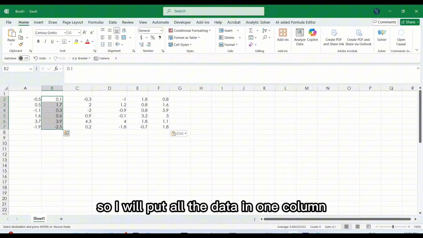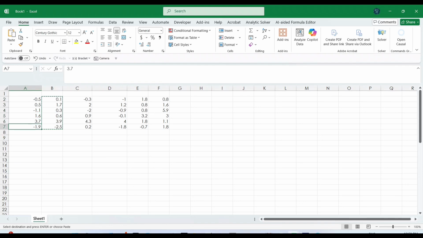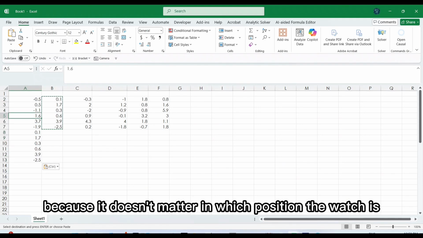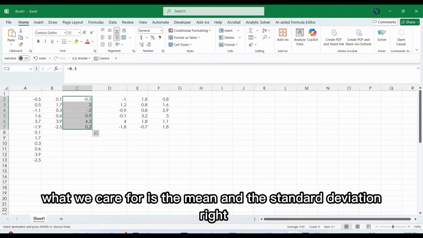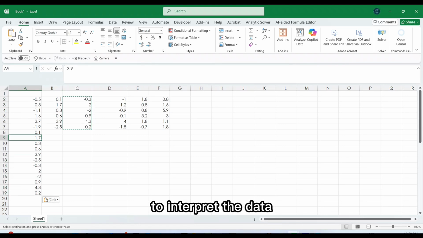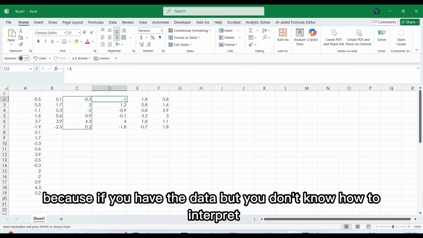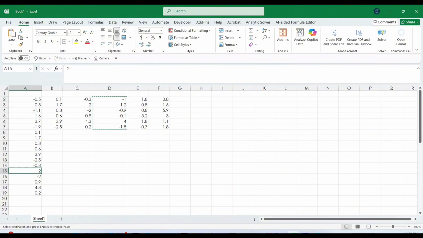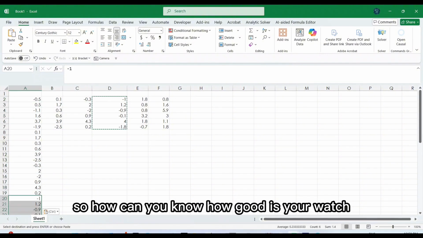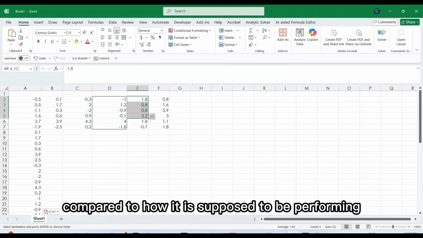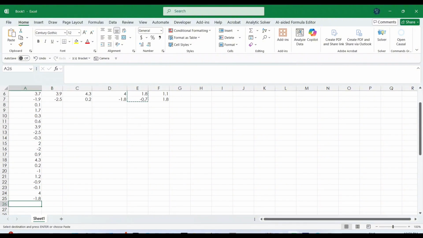Okay, so I will put all the data in one column because it doesn't matter in which position the watch is. At the end, what we care for is the mean and the standard deviation, right? To interpret the data. Because if you have the data but you don't know how to interpret it, there is no use. So how can you know how good is your watch compared to how it is supposed to be performing?